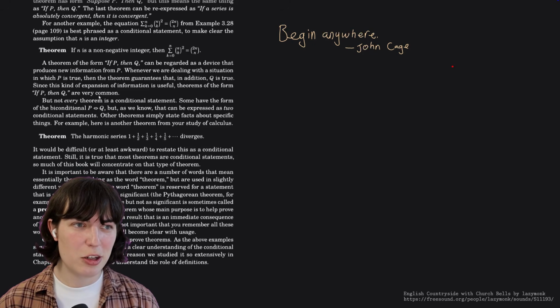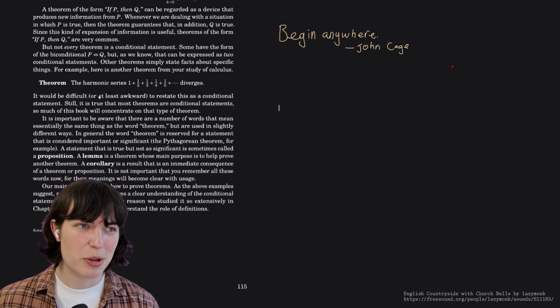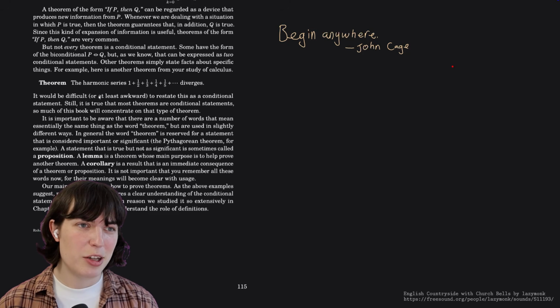A theorem of the form if P then Q can be regarded as a device that produces new information from P. Wherever we are dealing with a situation in which P is true, then the theorem guarantees that, in addition, Q is true. Since this kind of expansion of information is useful, theorems of the form if P then Q are very common. But not every theorem is a conditional statement. Some have the form of the biconditional, P if and only if Q. But as we know, this can be expressed as two conditional statements.